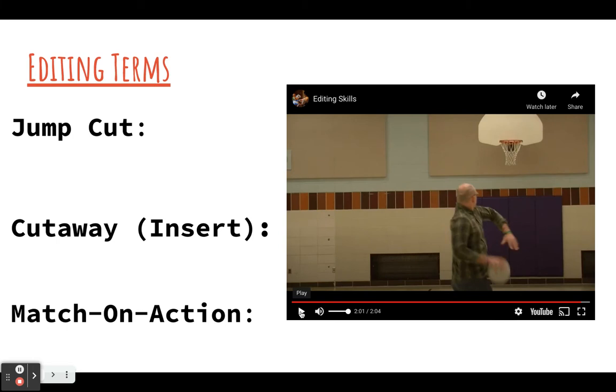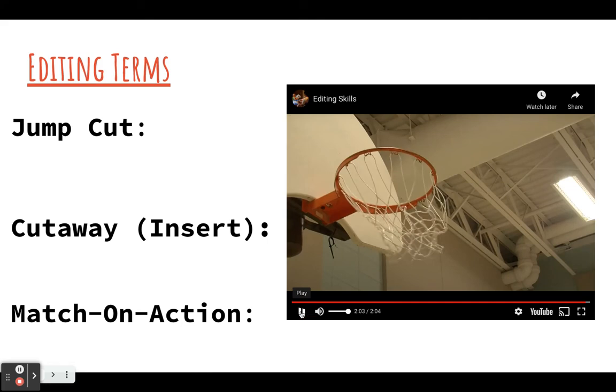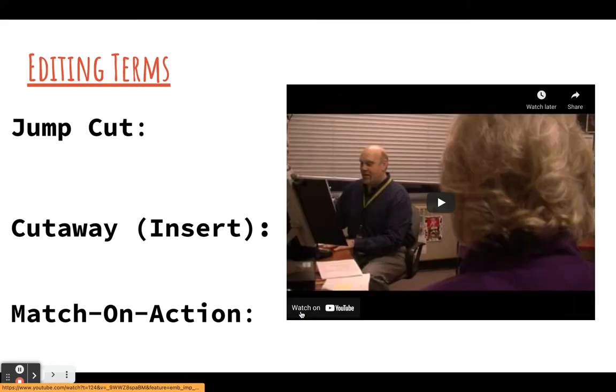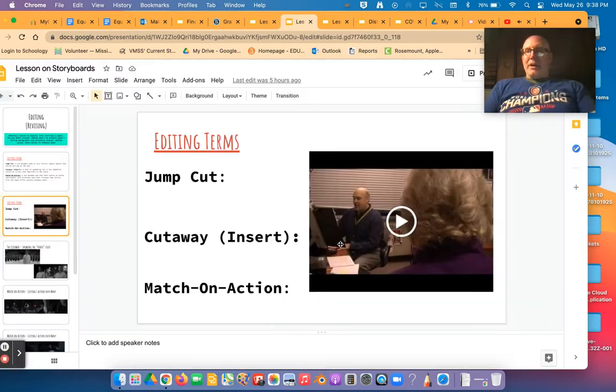This is a tremendously hard shot. Throwing the ball like a baseball. I throw it. I match the action with the ball, and there it goes in. So that's how you do it. You make things seem different. That's a match on action. All right, those are all 3 of our examples.